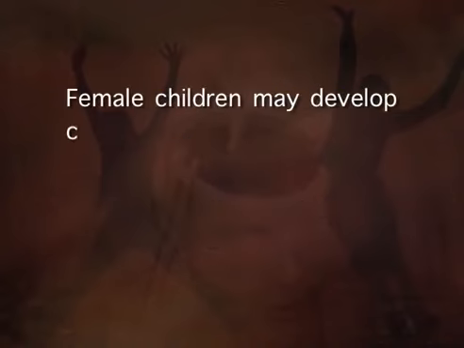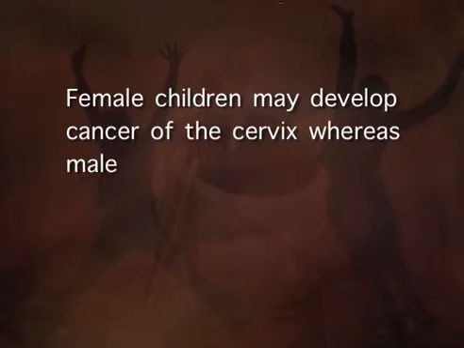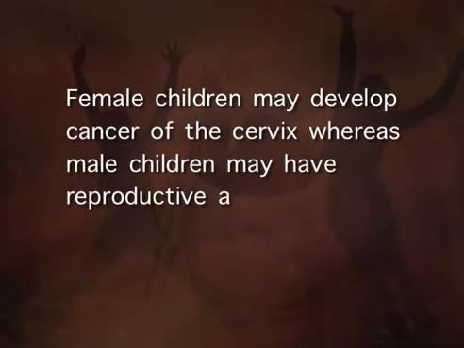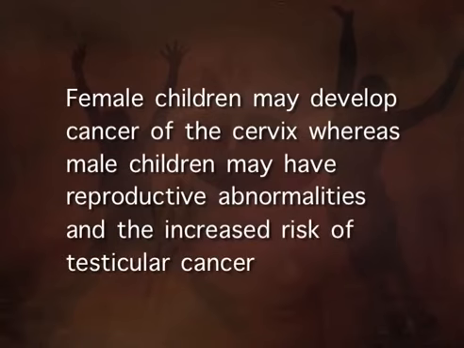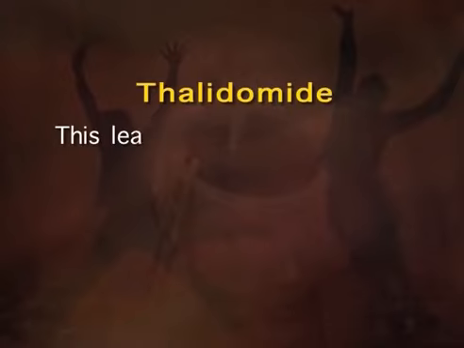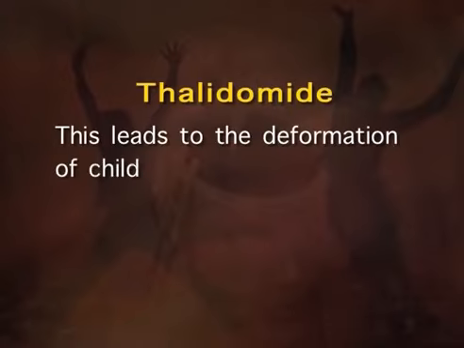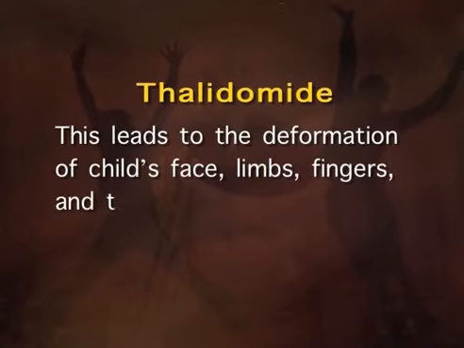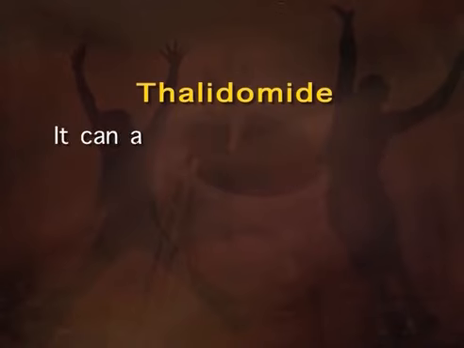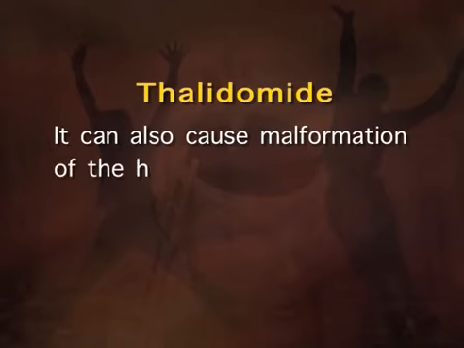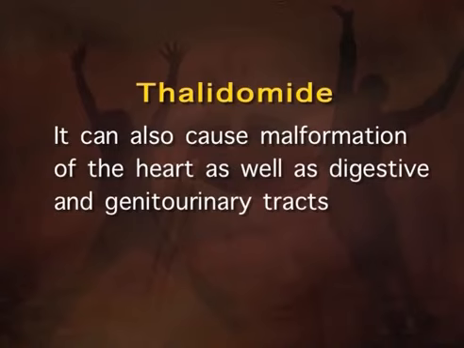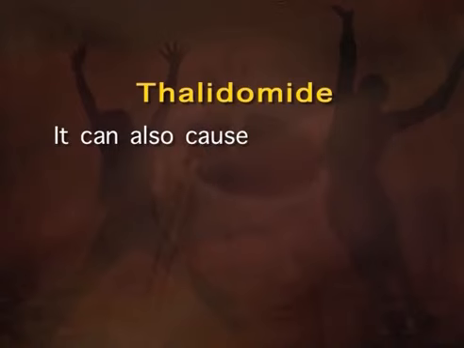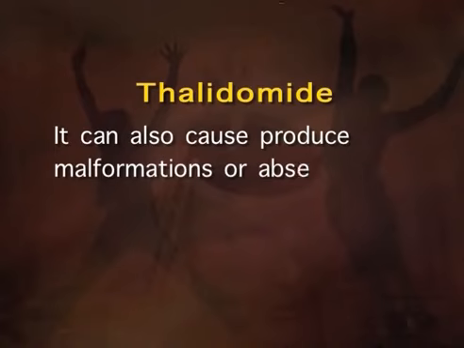Female children may develop cancer of the cervix, whereas male children may have reproductive abnormalities and the increased risk of testicular cancer. Thalidomide. This leads to the deformation of the child's face, limbs, fingers and toes. It can also cause malformation of the heart as well as the digestive and the genitourinary tracts. It can also produce malformations or the absence of limbs.